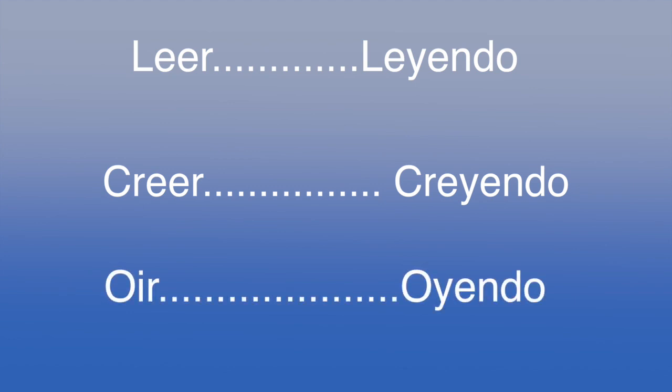There are some verbs that are also irregular in the present participle. We have verbs like leer, creer, and oír. For leer, the present participle is leyendo. For creer, the present participle is creyendo. And for oír, the present participle is oyendo.